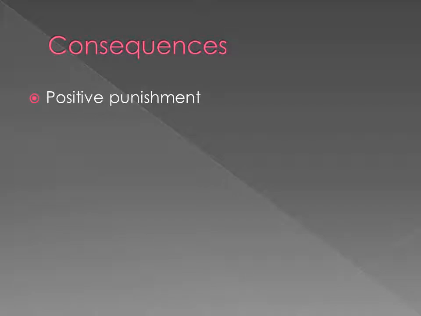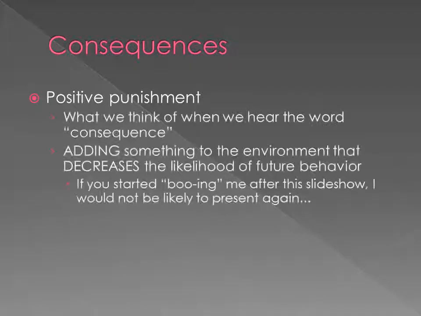And now let's talk about the punishment aspect. So we have positive punishment, which is what we think of when we hear the word consequence. So if you were just going to be talking in your everyday life and say, well, my kid's going to have a consequence for that, you're thinking of positive punishment. It's adding something to the environment that decreases the likelihood of future behavior. Remember, punishment is the effect the consequence has on the behavior, and positive is just what's happening in the environment.